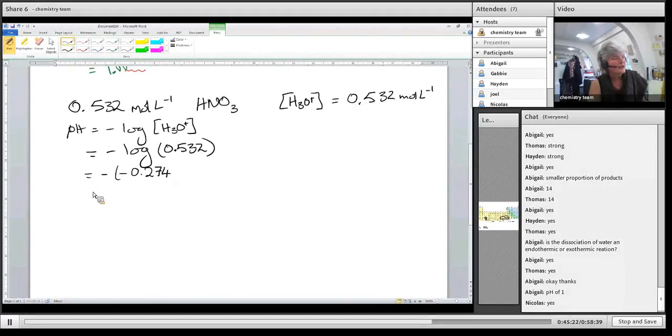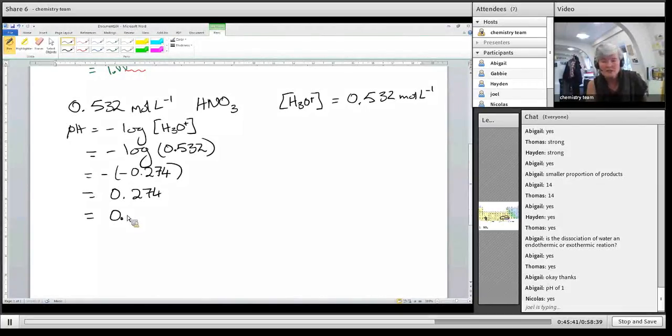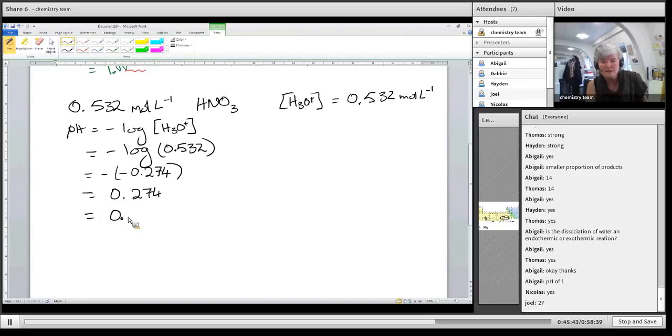Okay, and then that would be negative times the negative. It'll be 0.274 pH, and as I said, rounded off to two significant figures, two decimal places. So that would be what? 0.27 or 0.28? What would it be? 0.27, correct. Okay, and again, there's no units, so that would be your answer.